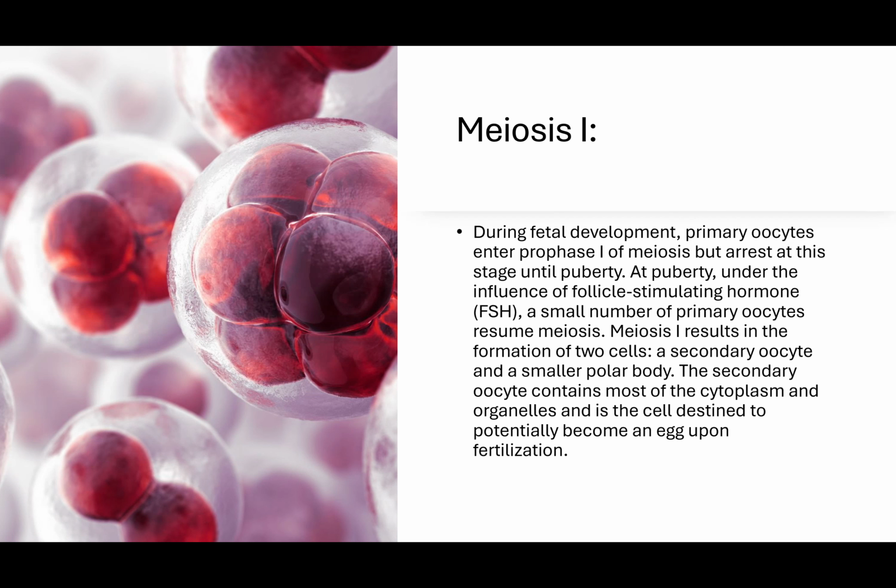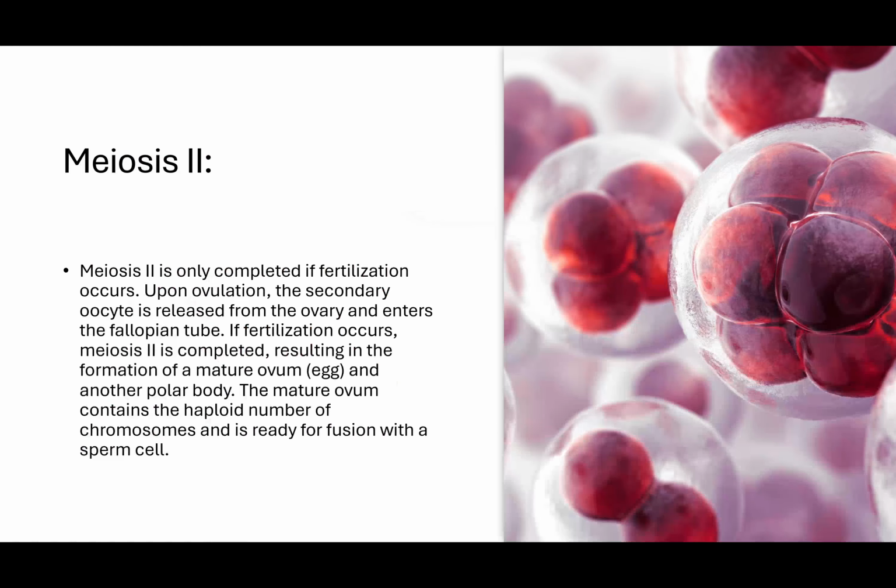Meiosis 1 results in the formation of two cells, a secondary oocyte and a smaller polar body. The secondary oocyte contains most of the cytoplasm and organelles and is the cell destined to potentially become an egg upon fertilization. When I was going through this, I couldn't find any evidence of what the polar body does. I don't think we generally have a good understanding of what it does; the polar body just goes off, and then we take the secondary oocyte.